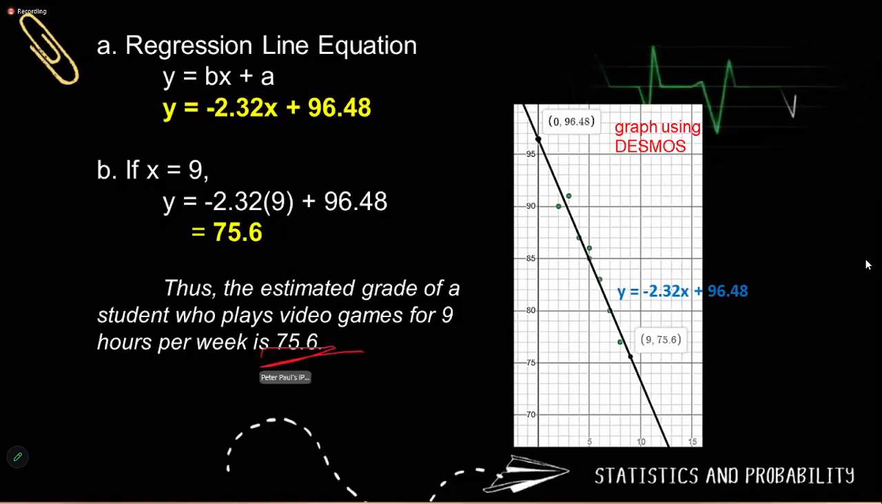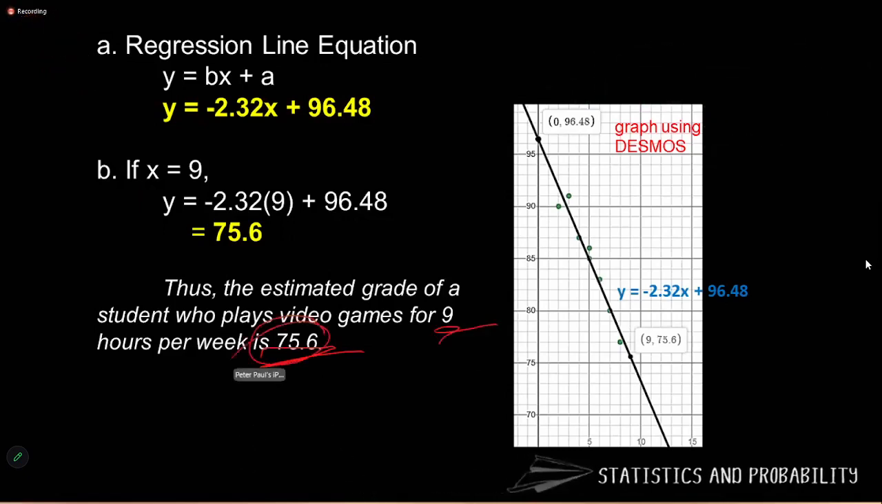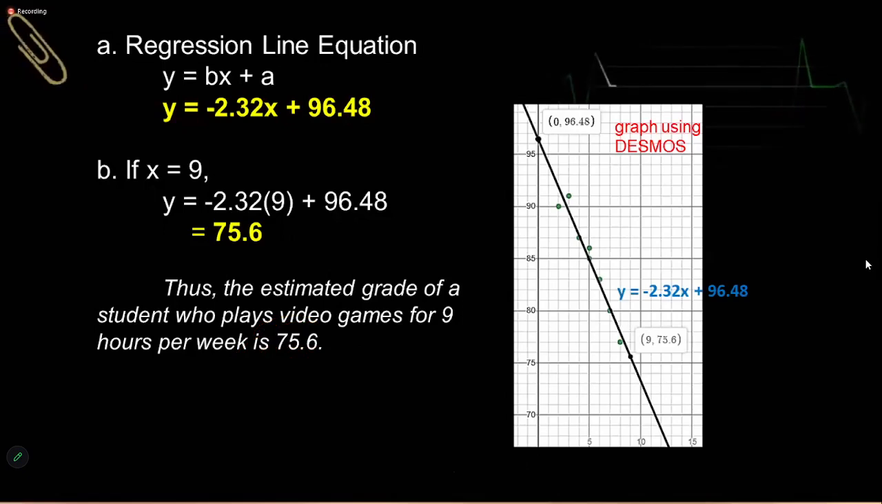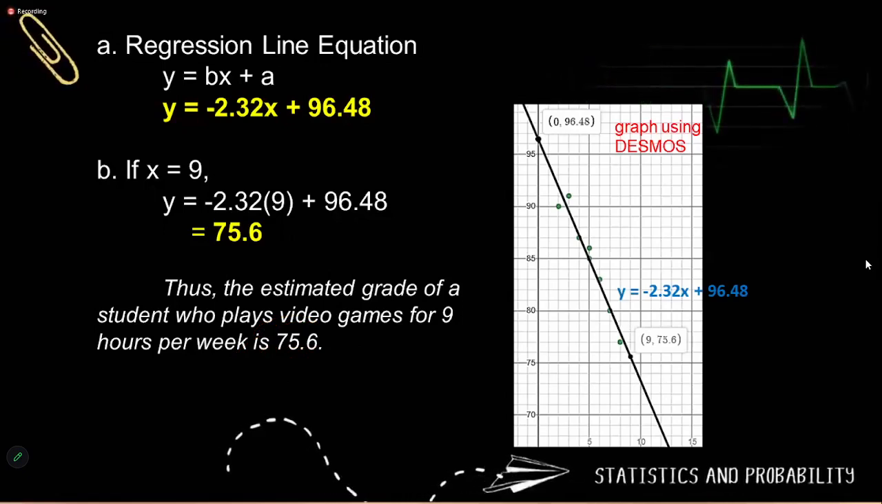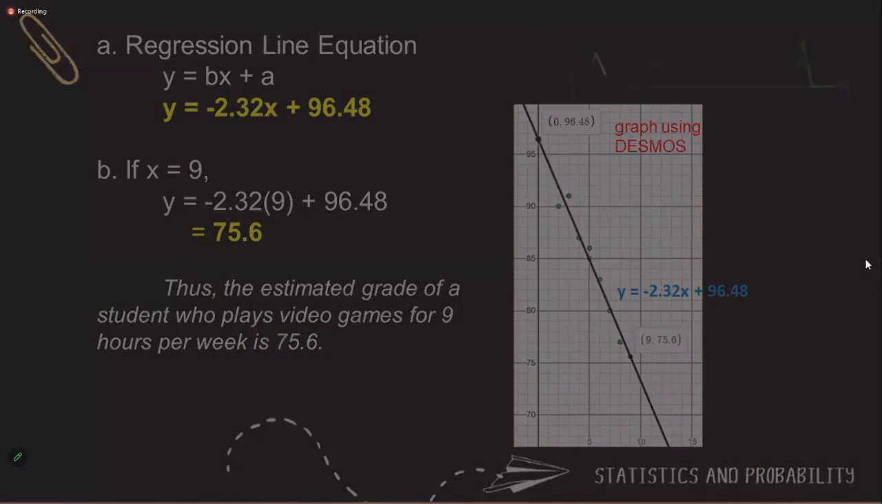We found out na kapag naglaro siya ng 9 hours, 75.6 yung magiging possible grade ng bata. So ang galing ng regression, di ba? Nape-predict niya kung ano yung future.